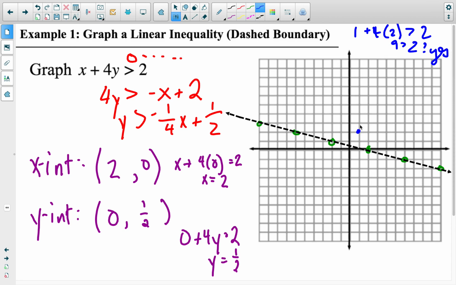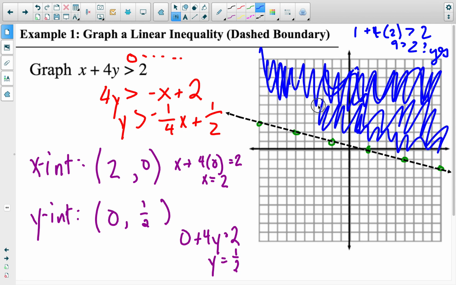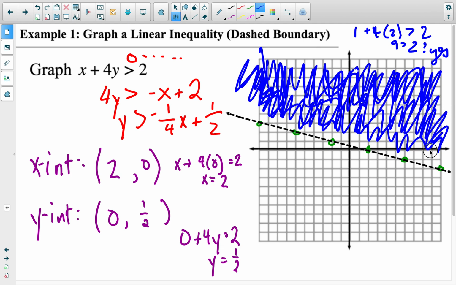So because that is true, this ordered pair satisfies that inequality. All the other ordered pairs on this half of the boundary are going to satisfy it as well. So we're actually going to shade this part of the plane. So forever and ever in both directions, any coordinates that fall above this dashed line would be solutions to the inequality.